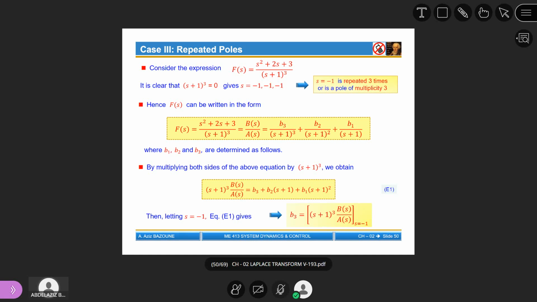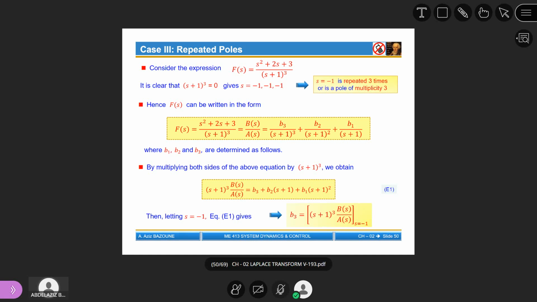Now the question is, try to find what is b3, what is b2, and what is b1. Because here, Shabab, we are dealing with multiple poles. It's not the same way we did it for the distinct poles. Now, I want you to pay attention and follow me step by step, and if you follow me step by step, you will understand how we are going to deal with this.